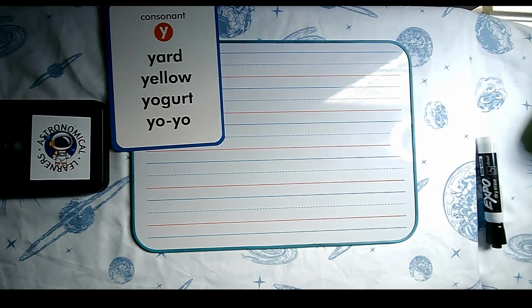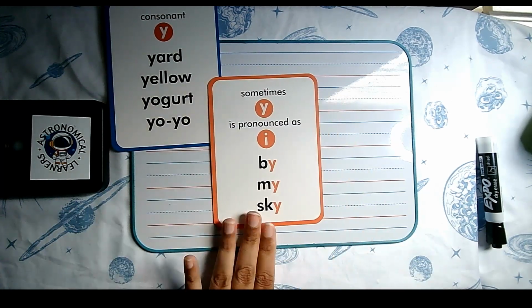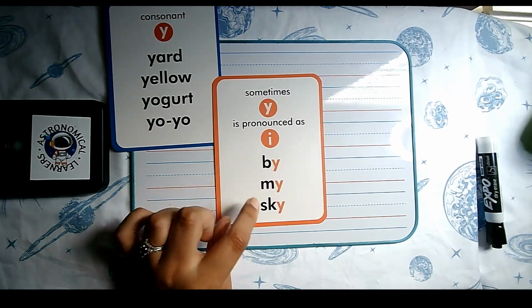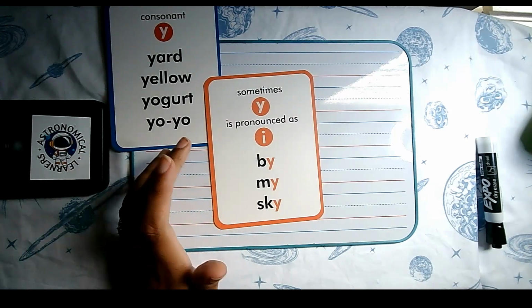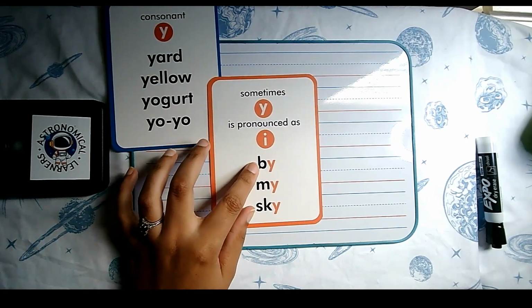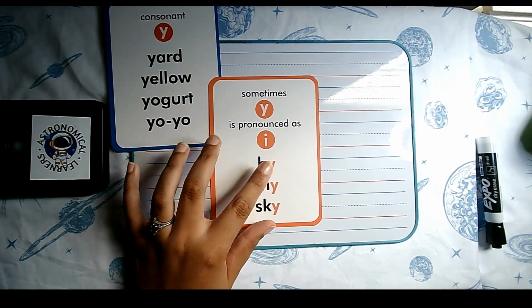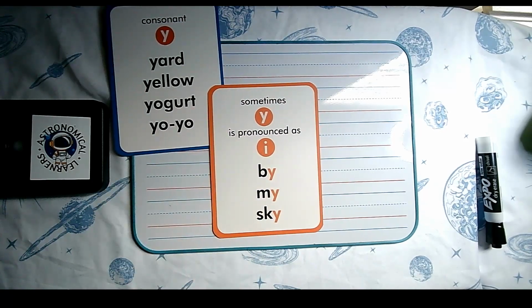So you want to first introduce it as sometimes pronounced as I. This is what we grew up saying, like Y is a vowel sometimes. So you want to understand that sometimes it is pronounced as I, and it's usually at the end. So we have by, my, sky, and you want to explain how, when you use this and when you notice it, make sure, yes, we know it's a Y, but it's pronounced as an I at this time.